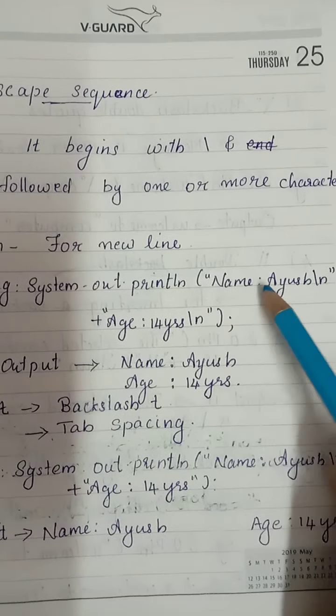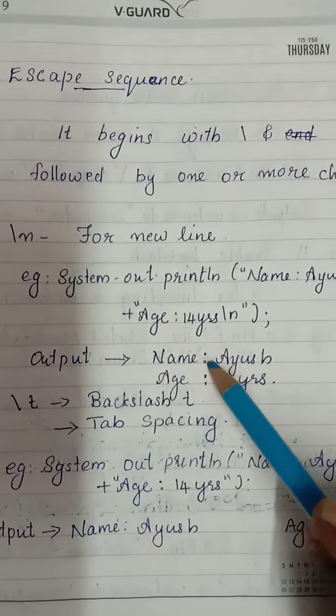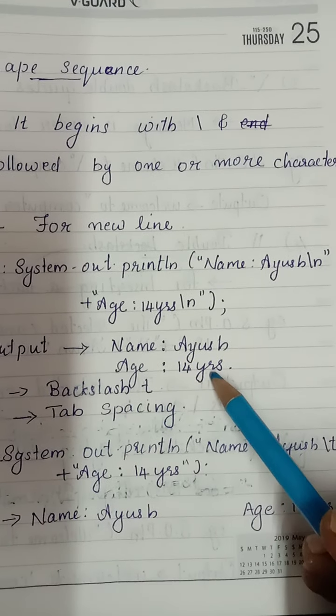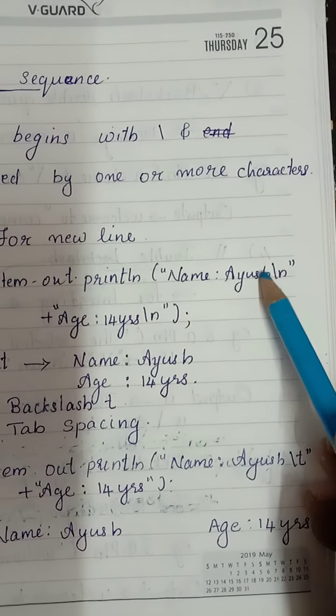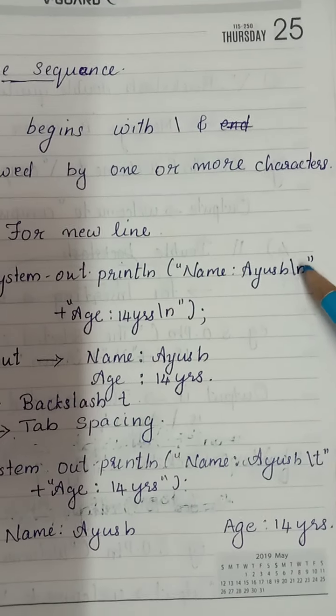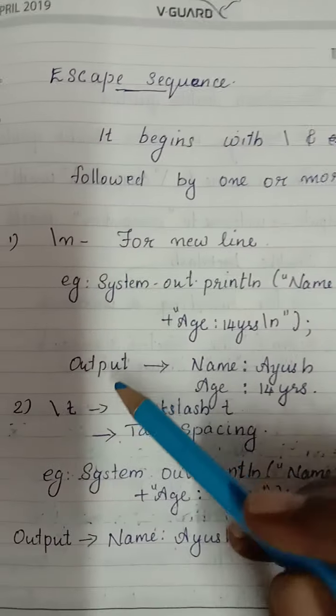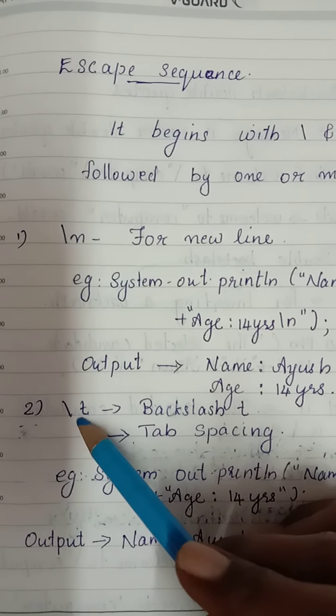So the output will be coming like this. Output: name Ayush, and in the next line age 14 is displaying there. Like this. The slash n, where the slash n is displaying, moves the cursor to the next line. And the next escape sequence is slash t.